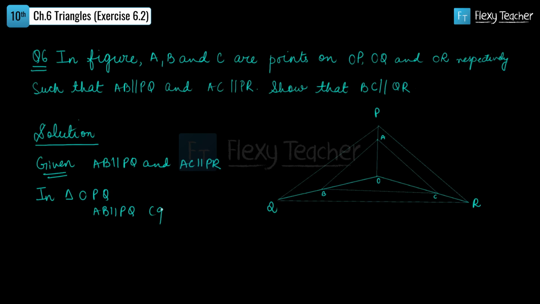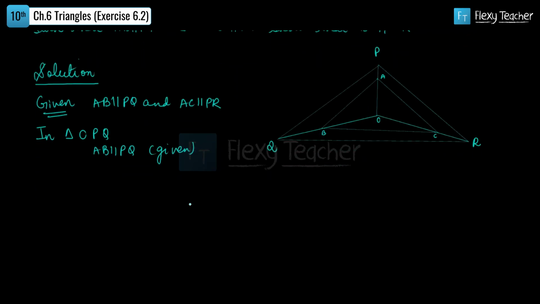This is given. And when in any triangle there are two parallel lines, we know that the ratio of the sides are equal. So OA upon AP is equal to OB upon BQ. Now friends, let us see to the second set of the parallel lines.